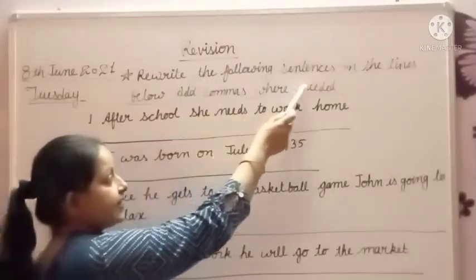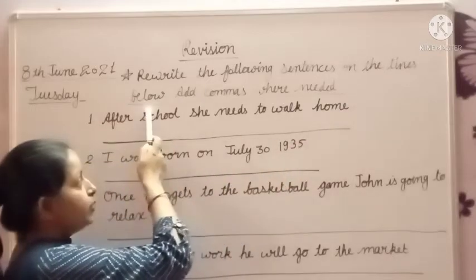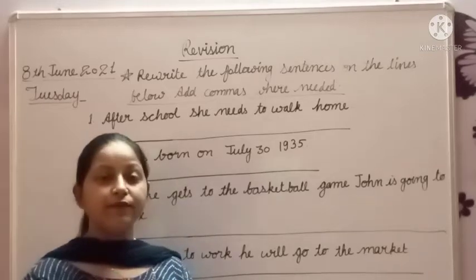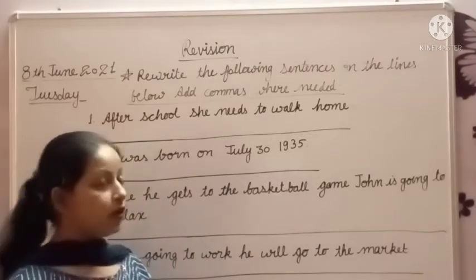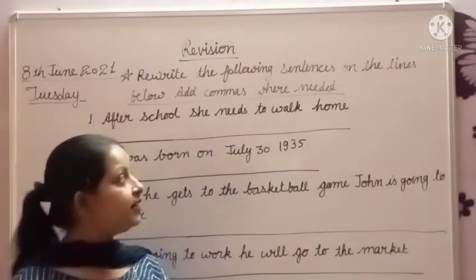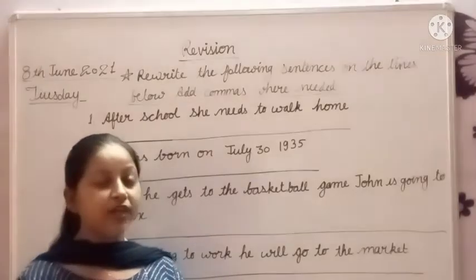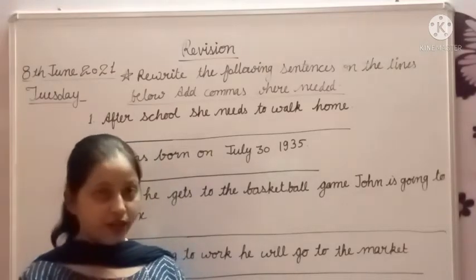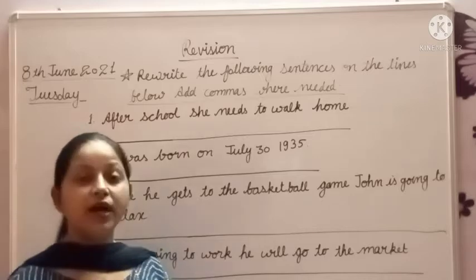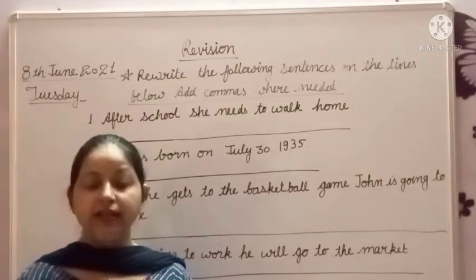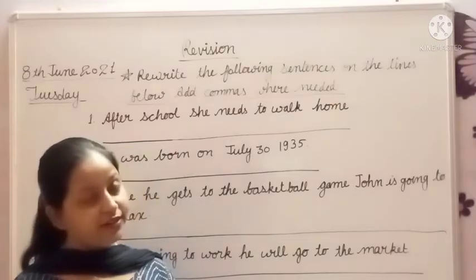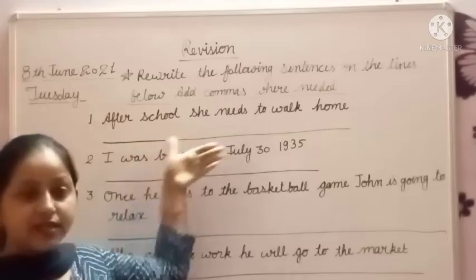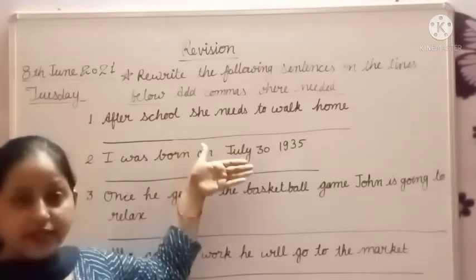Rewrite the following sentences on the lines below. Add commas where needed. In this worksheet, we have to rewrite the sentences on the lines below and add commas where needed. Means we have to rewrite the sentences using commas correctly, in the lines given below.